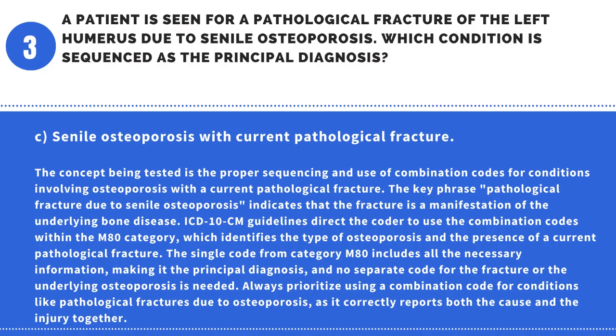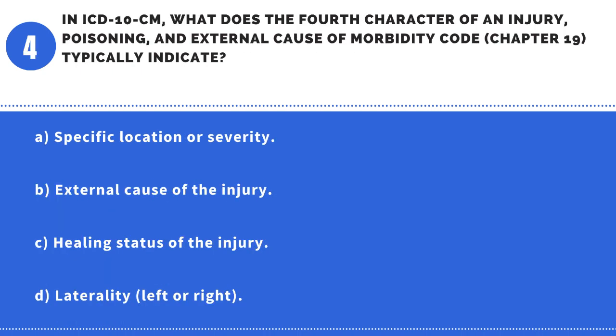Always prioritize using a combination code for conditions like pathological fractures due to osteoporosis, as it correctly reports both the cause and the injury together. Question 4. In ICD-10-CM, what does the fourth character of an injury, poisoning, and external cause of morbidity code, Chapter 19, typically indicate? A. Specific location or severity. B. External cause of the injury. C. Healing status of the injury. D. Laterality, left or right.